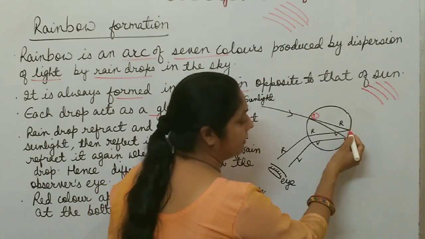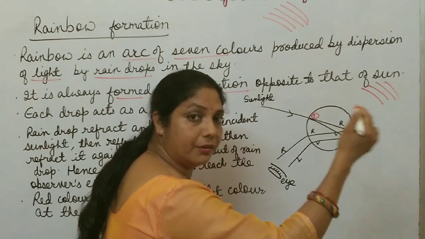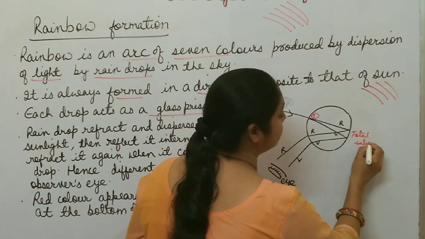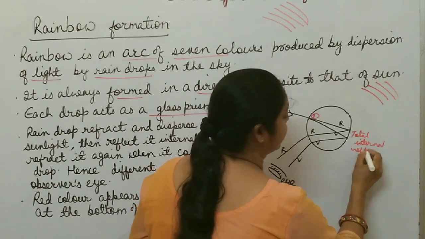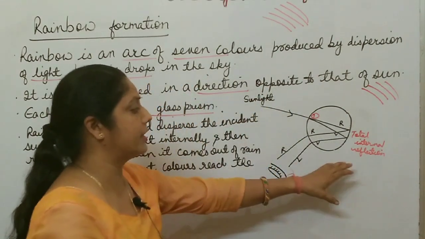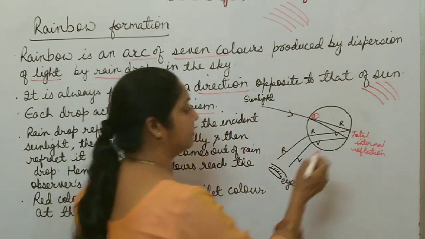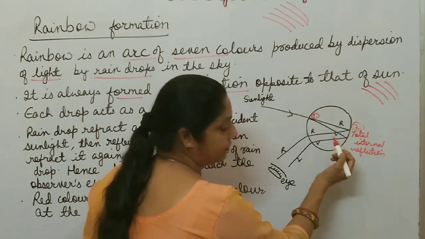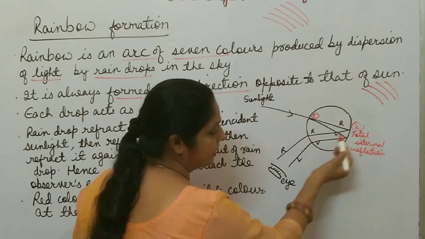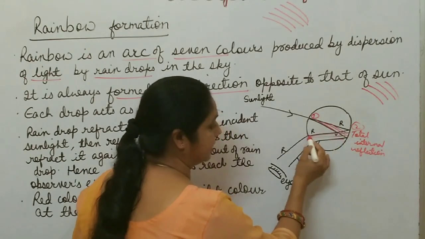Then again, when all these colors reach this end, what happens? Light is totally reflected again. Here total internal reflection takes place. You study total internal reflection in the higher classes. You just know that total internal reflection is a phenomenon in which light is internally reflected back in the same medium. So second, here total internal reflection takes place. Red color reflects at this point and bottom violet color reflects. So here also all 7 colors reach this point.